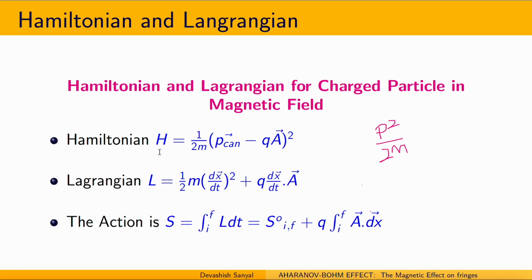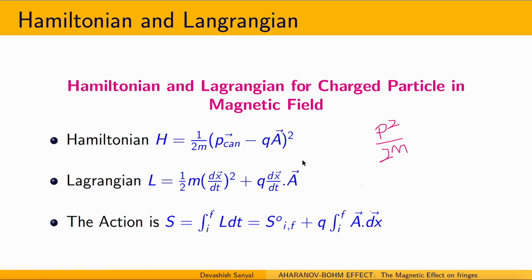Next point, instead of the Hamiltonian function, we can use the Lagrangian function. The Lagrangian function gives you the same information, but its variables are different. Here, the L is a function of dx/dt and x, unlike the Hamiltonian, which is a function of canonical momentum and x.